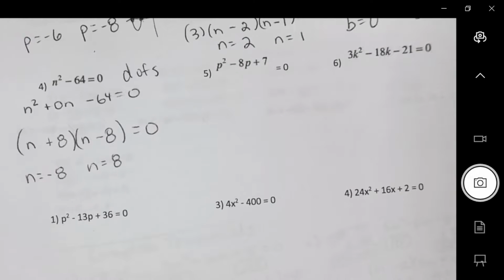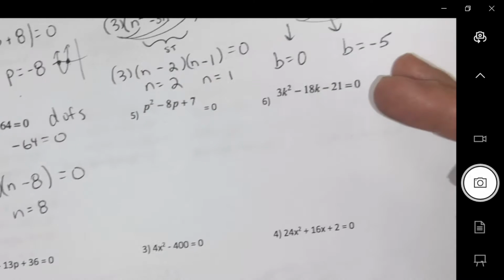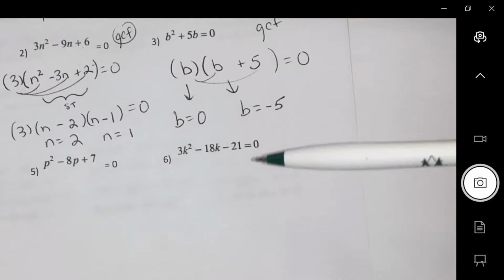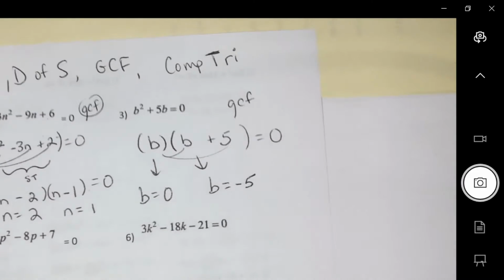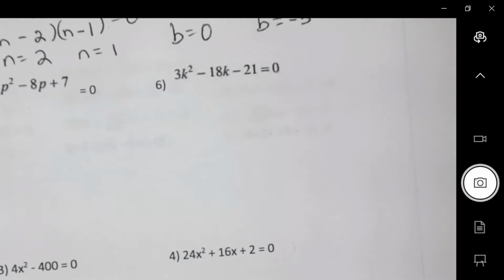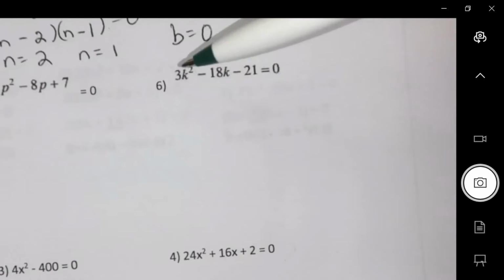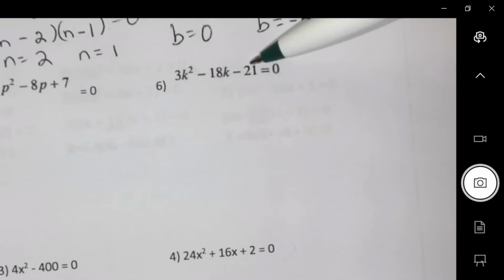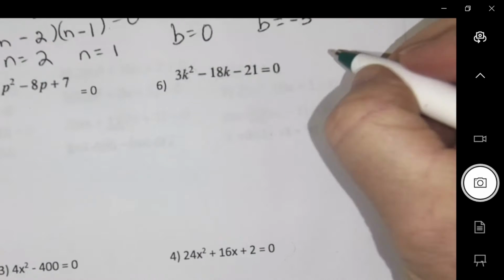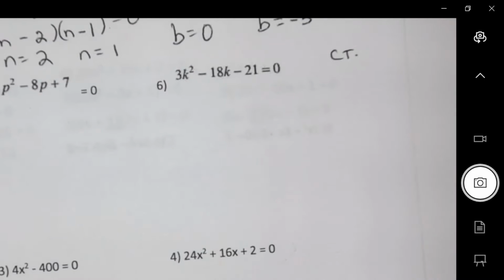Okay, some of these I'm going to let you tackle on your own. Let's do number 6 together. I'll let you do 5 on your own. Okay, number 6, I can't take anything out, right? There's no 3 I can take out. I can't take 3 out of 18, right? So this one is going to be the complex trinomial. So this is what we have not done.